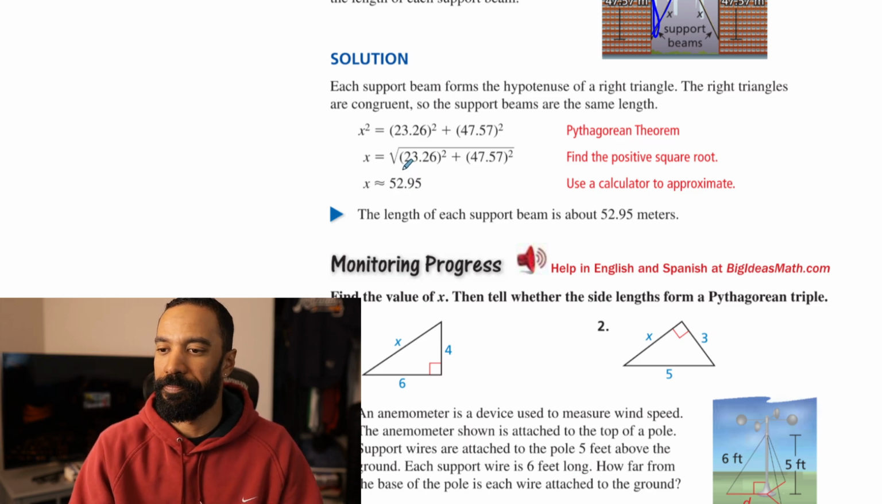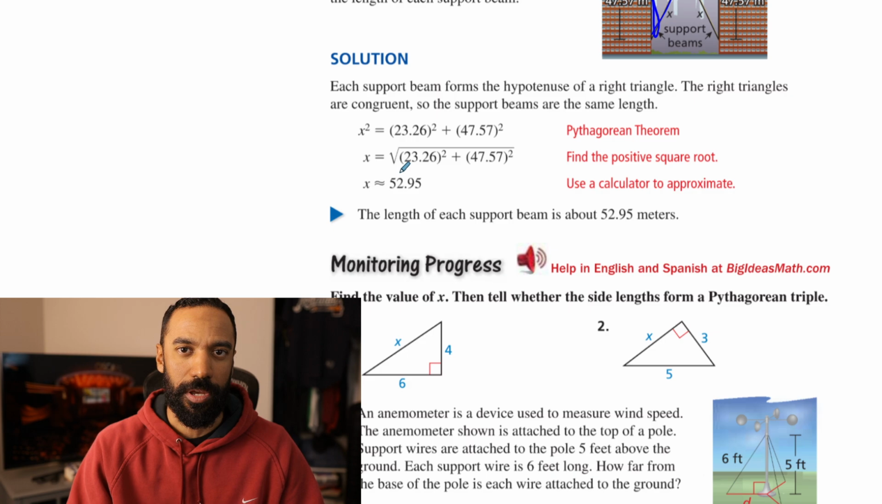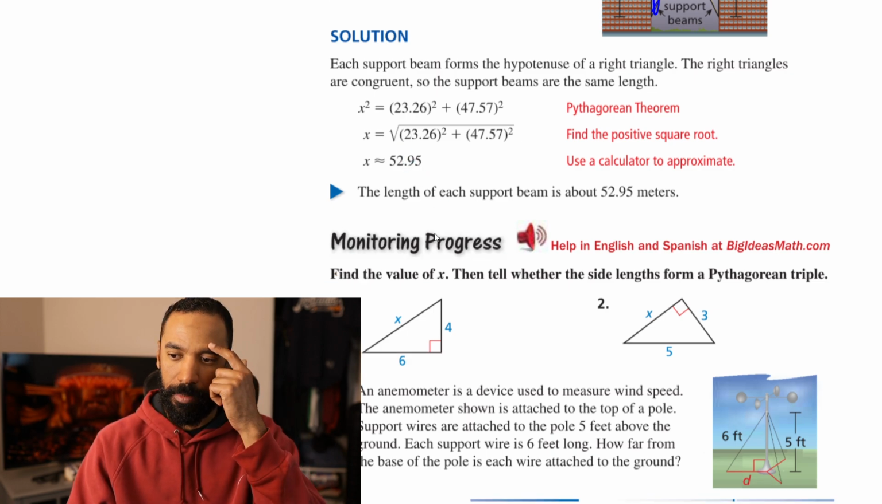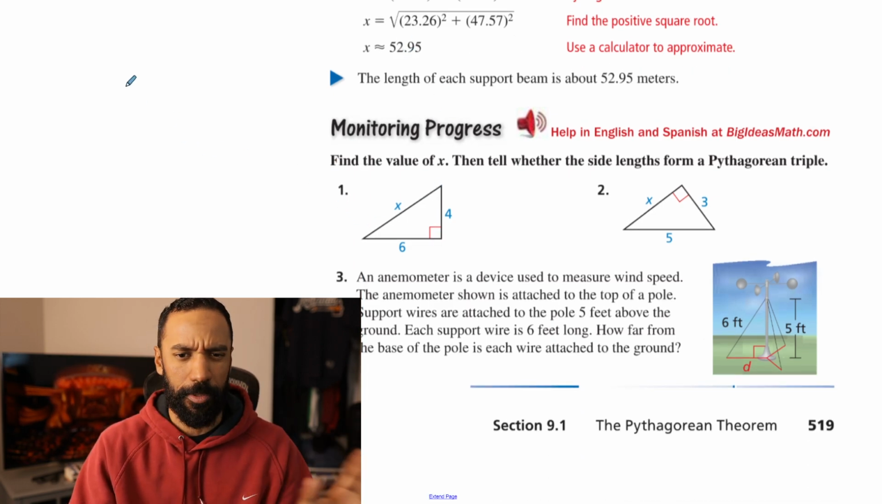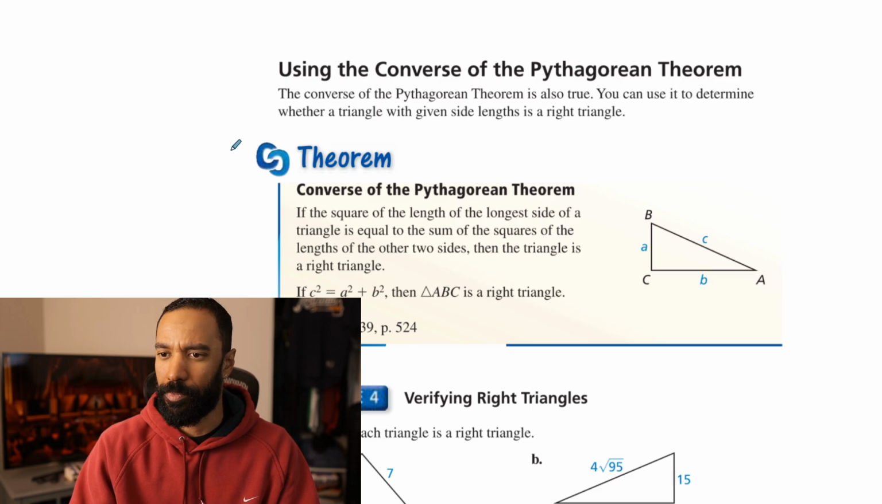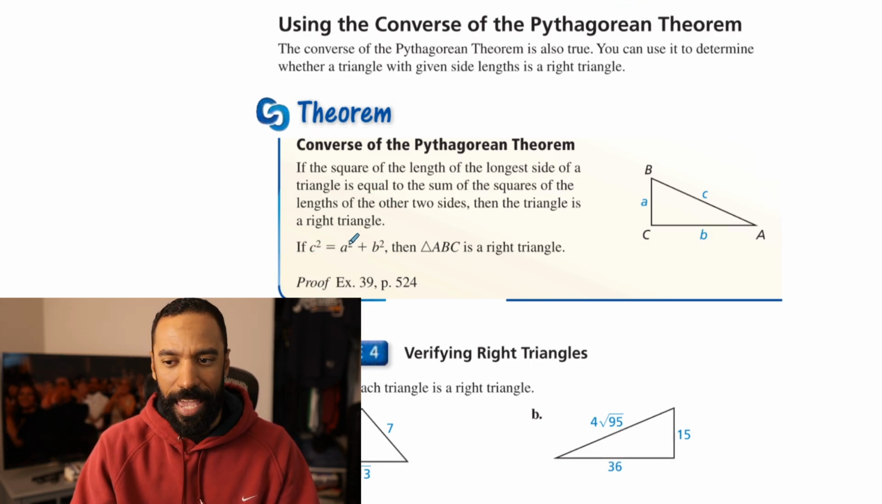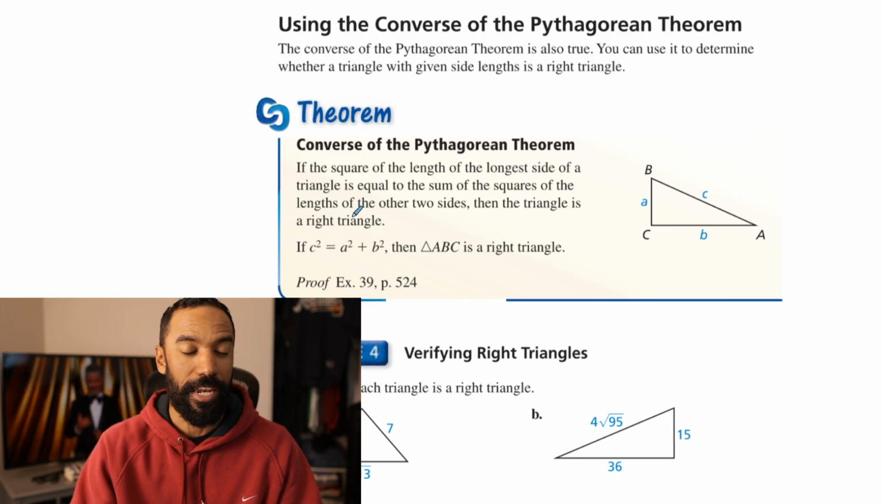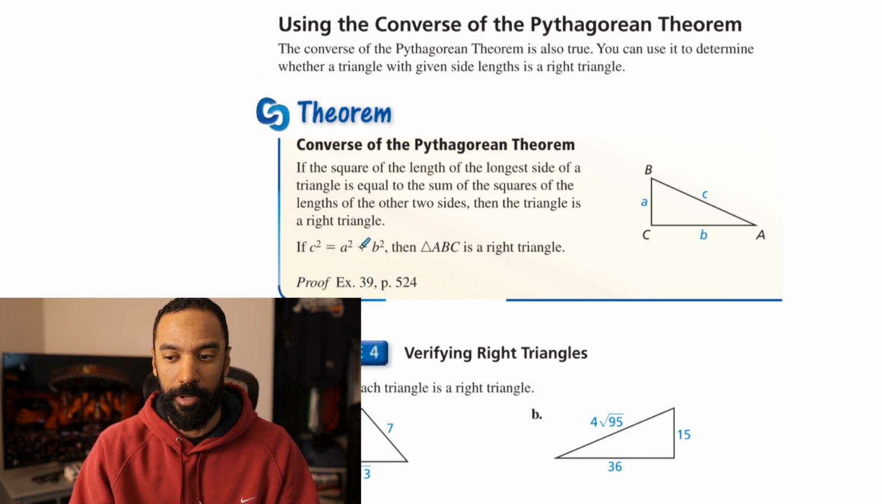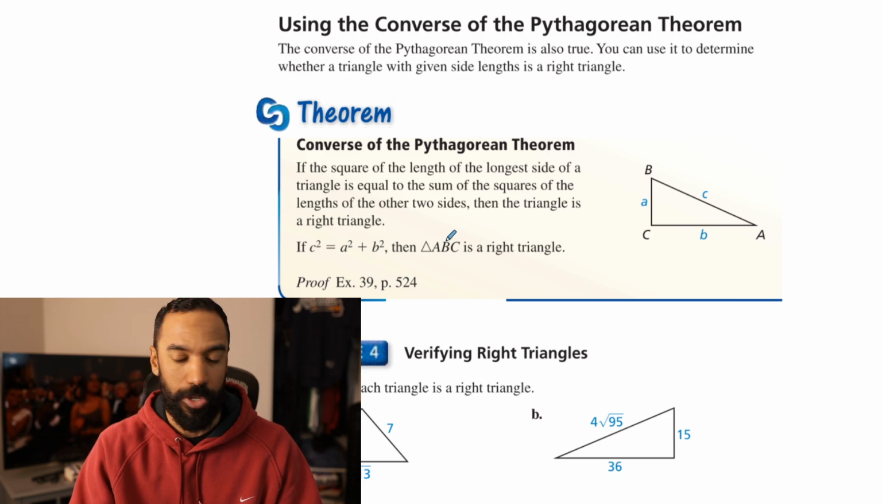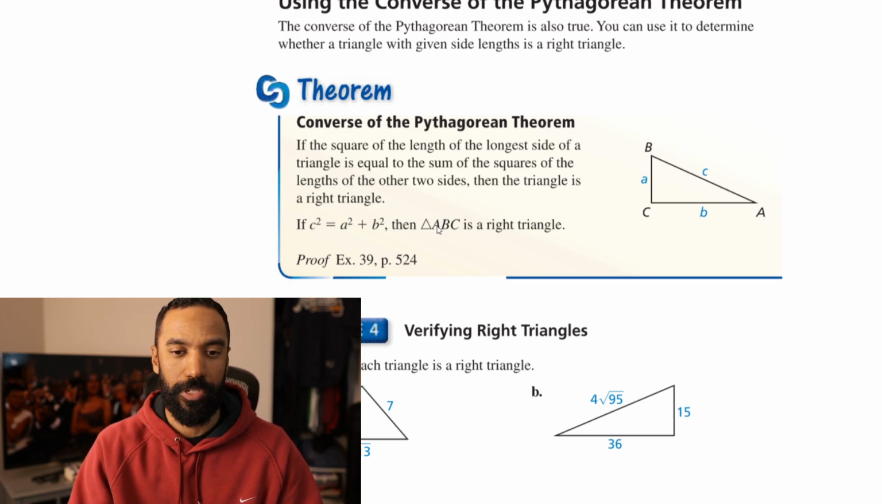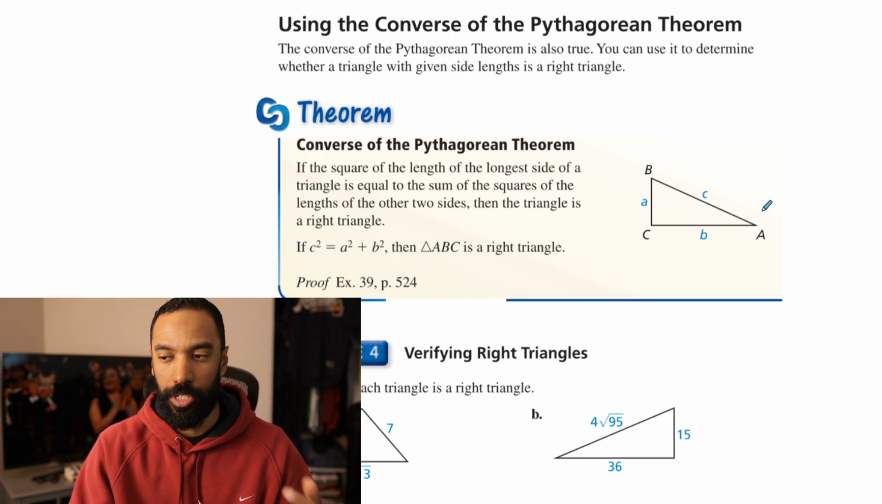I have to get my calculator out for some of these problems that we're going to do to approximate them after. All right, some examples for us to do. I'm going to leave them. We're going to do the problem set later. Using the converse says that if you have in a triangle, if a squared plus b squared equals c squared, then it is a right triangle. So this is one of those theorems where the converse is also true.